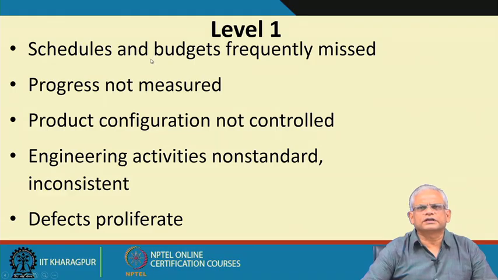The schedules and budgets are missed, progress is not measured, there are no plans made, and that is one of the major reasons why the schedules are missed, because to start with no plan was made of what work will be completed by what date and so on. Also the product configuration is not controlled. It is likely that a buggy software where the bug was fixed, but still the buggy version was forwarded to a customer.